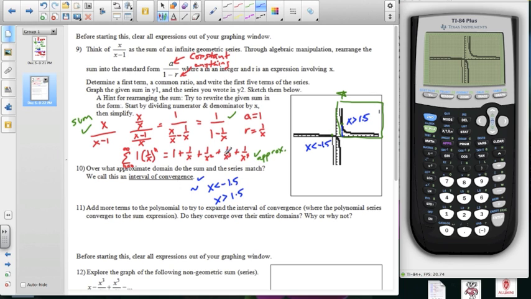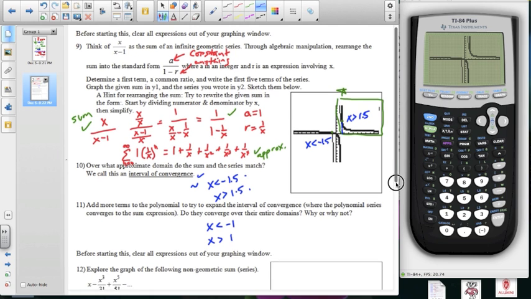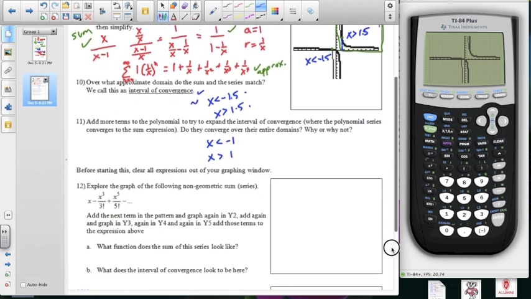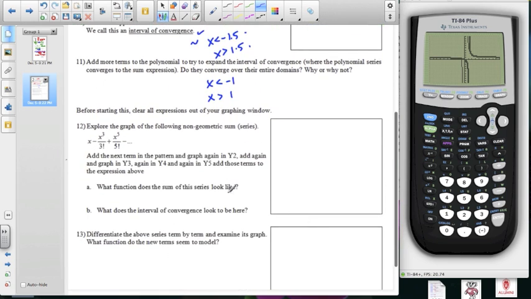If we added a couple hundred terms out here, these numbers would tend to get closer to 1. So that interval of convergence ends up looking like that, where it converges for everything less than negative 1 and everything greater than positive 1. And that just depends upon how many terms you want to take it out to.